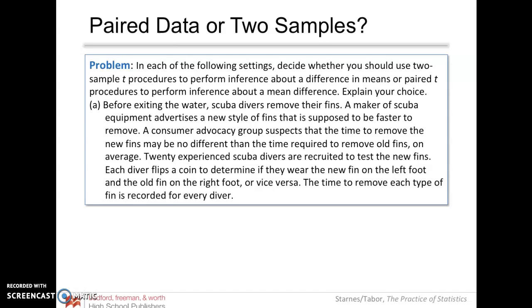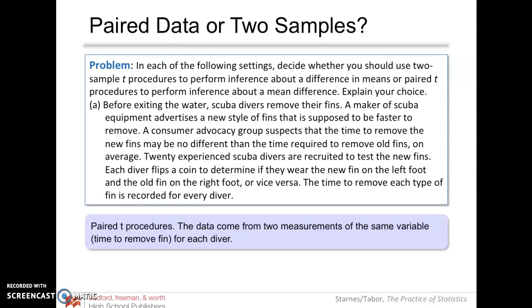20 experienced scuba divers are recruited to test the new fins. Each diver flips a coin to determine if they wear the new fin on the left foot and the old fin on the right foot, or vice versa. The time to remove each type of fin is recorded for each diver. So what do we think it is? A paired data or two sample?